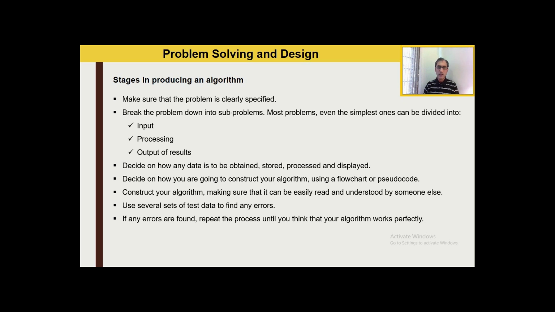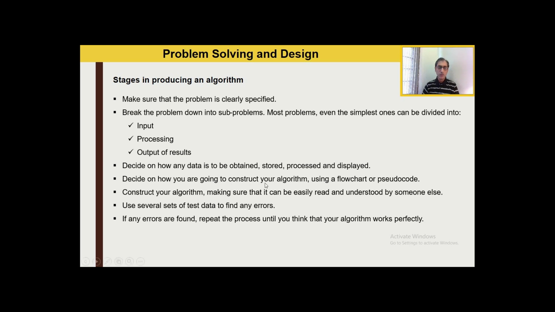So when you do that, it becomes easy for you to separate between the various sections or the various parts of solving the problem. You identify the inputs, identify the processing parts, and then you finally identify the outputs that need to be produced out of the program or the system. Decide on how any data is to be obtained, stored, processed, and displayed. So, how the data is to be obtained, what data needs to be input, how that data has to be obtained, how the data is to be stored, where the data is to be stored, how the data is going to be processed, and how the outputs are going to be produced or displayed from the system or the program.